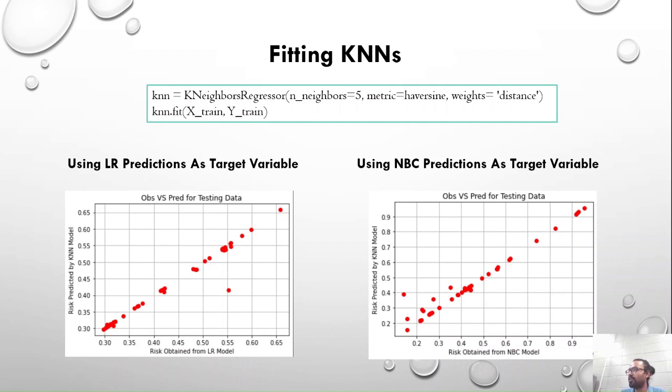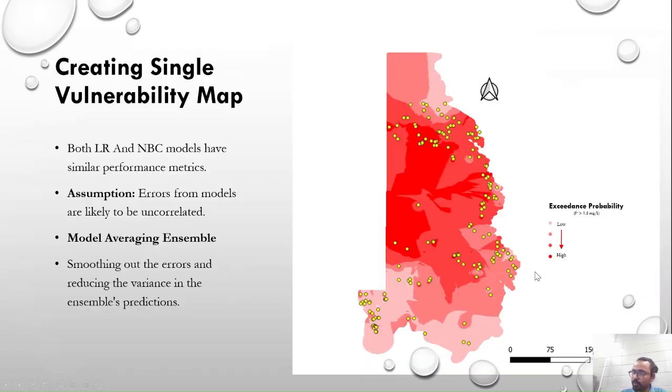So this was the result after fitting KNN, where we can see that when the logistic regression predictors are used as the y variable, it's doing a fairly good job with one outlier here, and similarly where the y variable was used from the naive Bayes classifier's probabilities. So this was the final risk vulnerability map that we obtained.